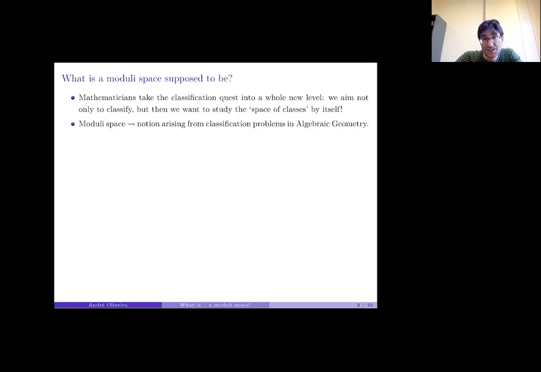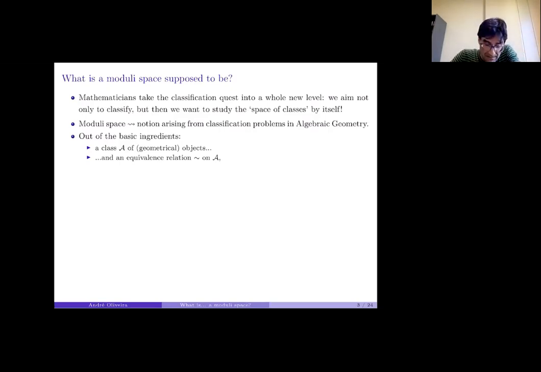It's a notion which arises from algebraic geometry. It's arising from classification problems of objects in algebraic geometry. And so we need basic ingredients. So we have a class A of objects, geometrical objects, which we want to classify. And then we fix an equivalence relation on A, right?